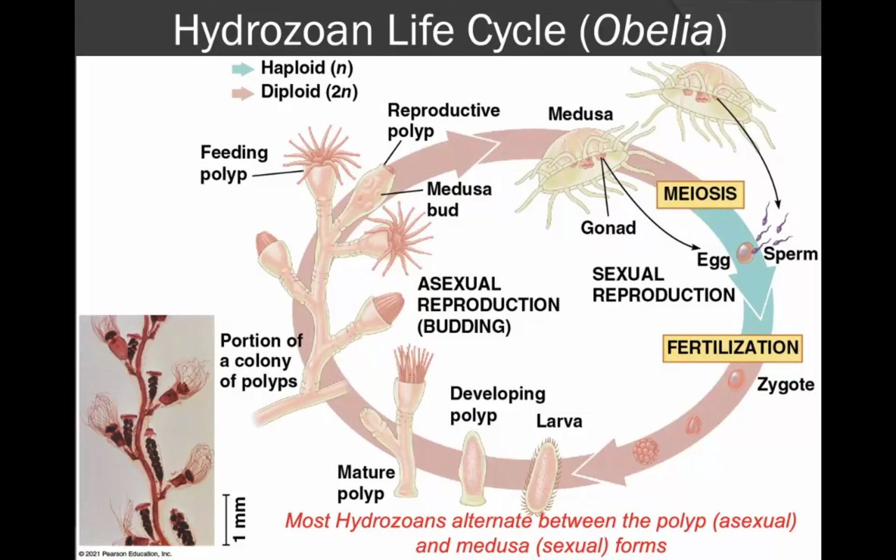The mature polyp will eventually develop, and this can eventually form a colony. Note that these colonies are primarily for feeding. However, some polyps will be produced that will end up being a reproductive polyp. In this instance, these would give rise to the medusoid form.